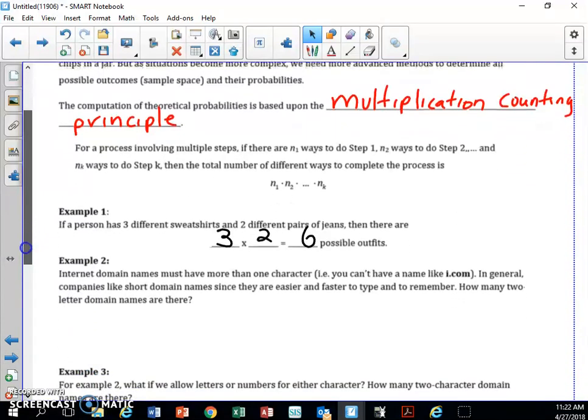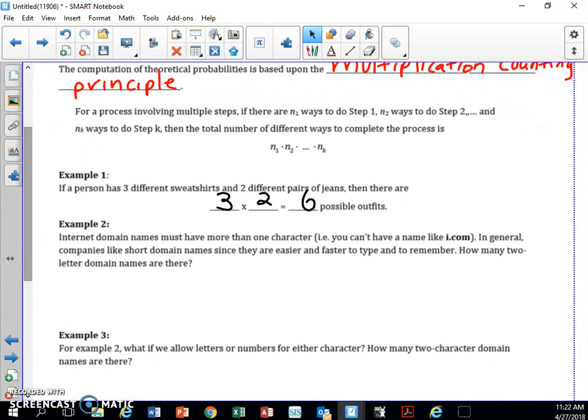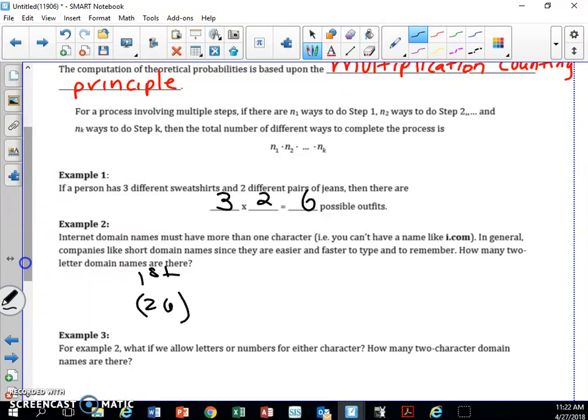So we'll look at the second example. We have internet domain names that must have more than 1 character. In general, companies like to shorten the domain names since they're easier and faster to type and to remember. How many 2-letter domain names are there? So if there are 26 letters in the alphabet, for the first letter, we have 26 choices. For the second letter, we also have 26 choices. So if we multiply that together, we can have 676 2-letter domain names.